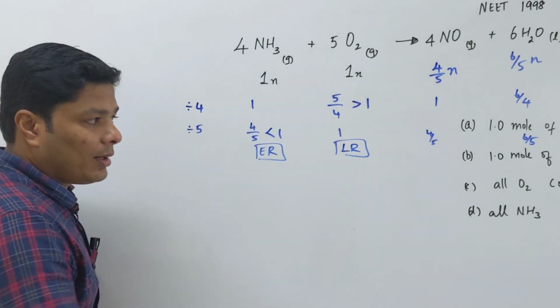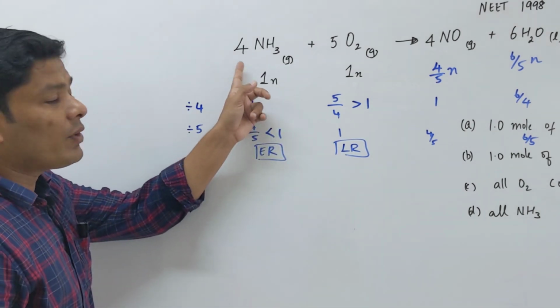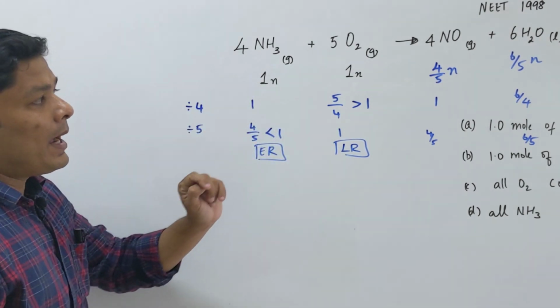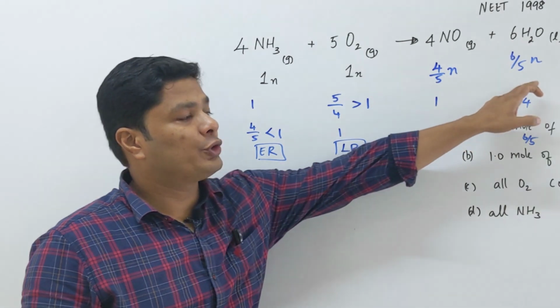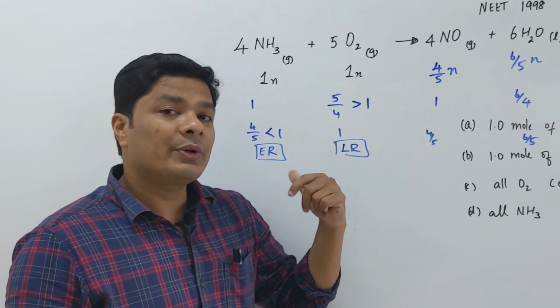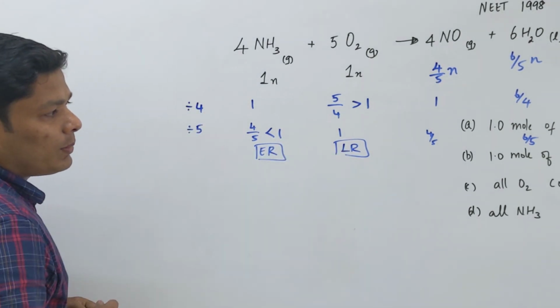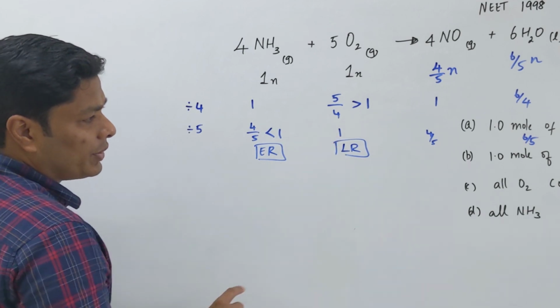Now what all questions can be asked, other than this, I can ask you which is the limiting reagent. How much of ammonia is left over? How much of NO is formed? How much of H2O is formed? Now if they ask you in moles, simple, we already know. What if they ask you in grams or volume? Let's look into it. Now, for the given problem, what is the correct option?